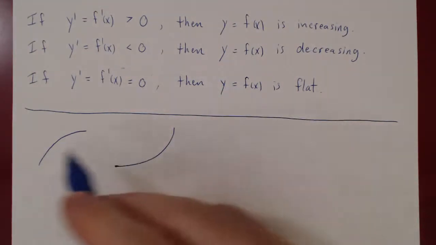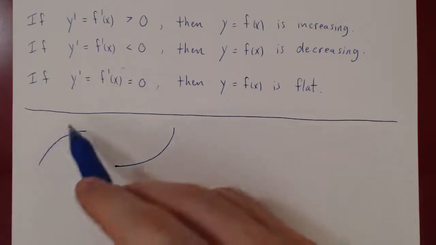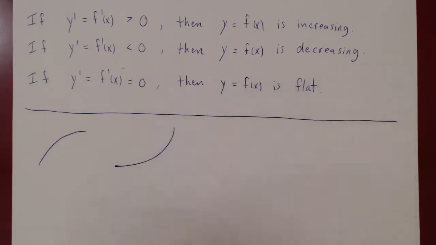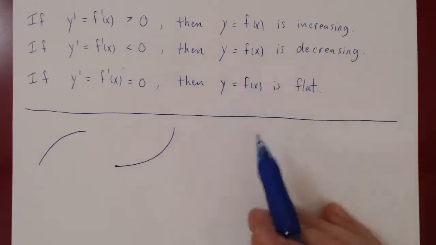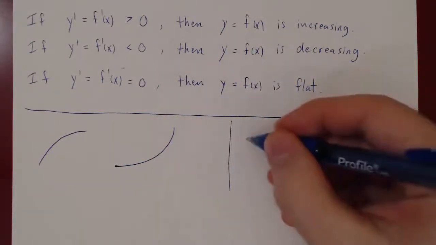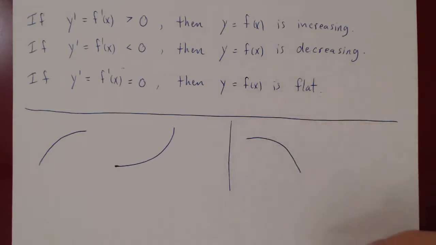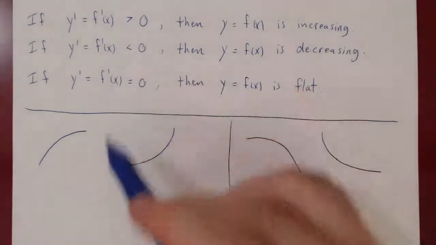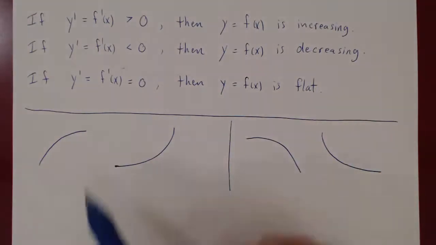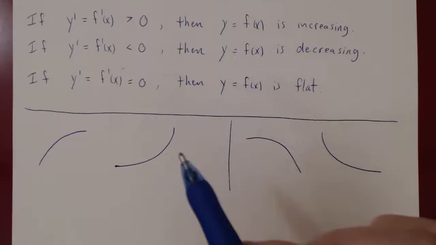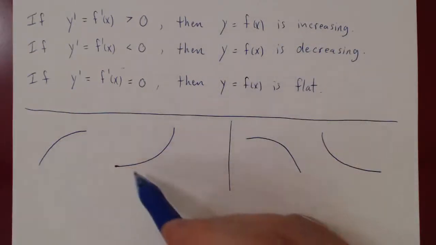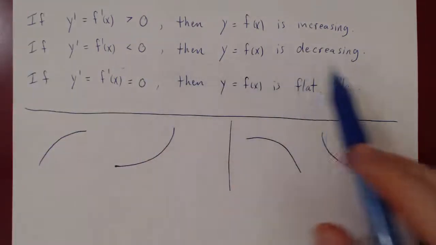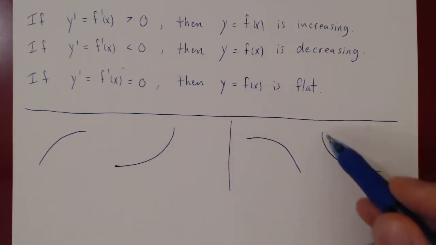And these are two very different curves, right? This is increasing in a different way than this is increasing. And the same for decreasing, right? I could sketch a curve that is decreasing like this, or I could sketch a curve that is decreasing like this. So the first derivative does not tell you the shape of the function. If y prime is positive, the graph of the function is increasing, but it could look like this, or it could look like this. If the first derivative is negative, we know the graph will be decreasing, but it could look like this, or like this.